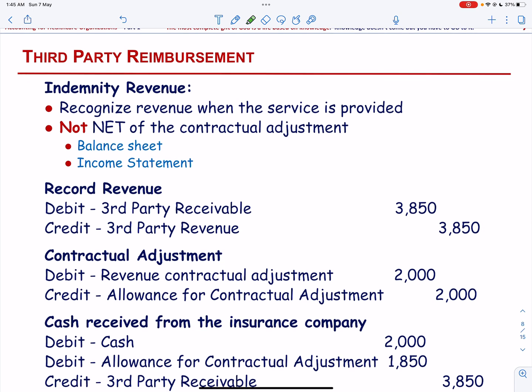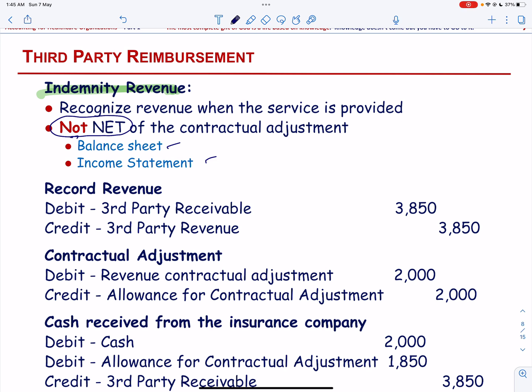Now, indemnity revenue. The healthcare provider will recognize the revenue when the service is provided, that is, once the surgery is done, and not net of the contractual adjustment. So the service is recorded at the gross amount, and therefore the contractual adjustment must be shown on the balance sheet and on the income statement.